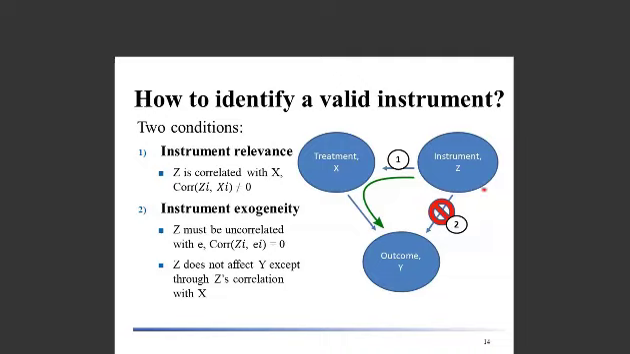The other thing that we've talked about is the instrument not impacting the outcome variable directly. This is just saying that the instrument should be exogenous. So Z does not affect Y except through Z's correlation with X. So the only impact that Z can have on Y is through this channel, this green channel, which is an indirect impact through the endogenous regressor.